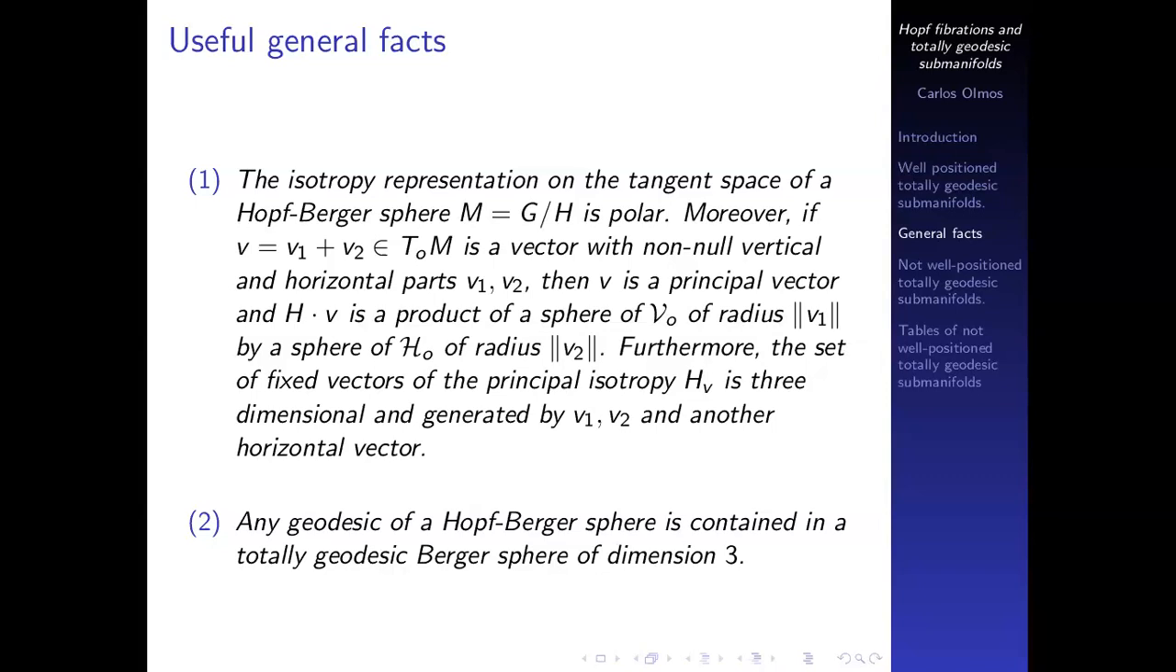another horizontal direction. Since the action is polar, we can put this vector as a normal in the normal space, and in that way we construct this geodesic. So we find directly that the totally geodesic three-dimensional submanifolds are the fixed set of the isotropy of V.